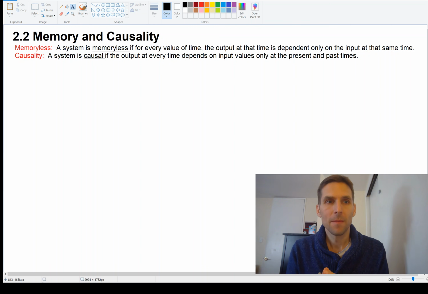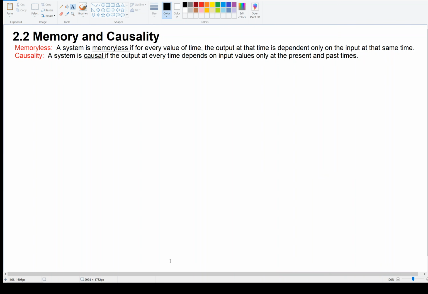Hi, welcome back. In this video, we're going to look at system properties memoryless and causality. I do want to point out that sometimes these system properties can get a little bit abstract, so I encourage you to look at the example videos that will follow this video in the sequence, but we will look at some basic examples in this video as well. So what are memory and causality? Let's have a look.